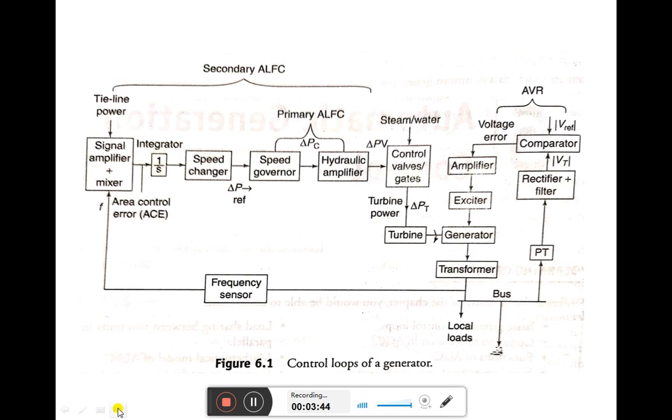This diagram shows the control loops of a generator, or we can call them the basic control loops of a generator. As listed in the earlier slide, AVR, automatic voltage regulator, and ALFC, automatic load frequency control, are the two main loops. First let us start with AVR. AVR is the automatic voltage regulator. Its function is to regulate the value of system voltage. Let us see how this loop is able to control the magnitude of system voltage.